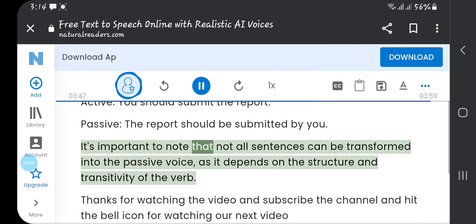It's important to note that not all sentences can be transformed into the passive voice, as it depends on the structure and transitivity of the verb.